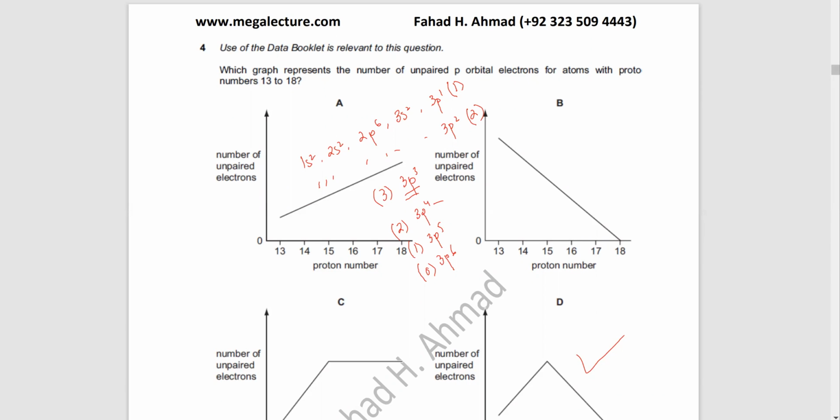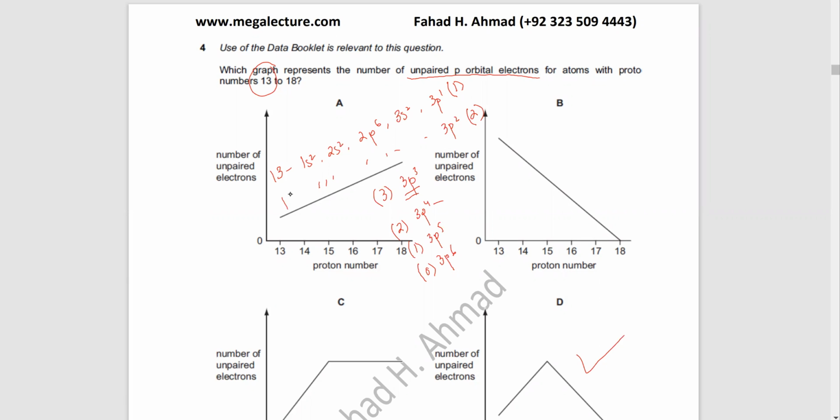The question states that which graph represents the number of unpaired p orbital electrons for atoms from proton number 13 to 18. So he's asking about unpaired p orbitals. So if an element has 13 electrons, okay, this first one, I've written down the electronic configuration. 13 electrons is going to be, you can either write the whole electronic configuration, or 13 is group 3. Group 3 is going to be 3s2, 3p1, or simply s2 and p1.